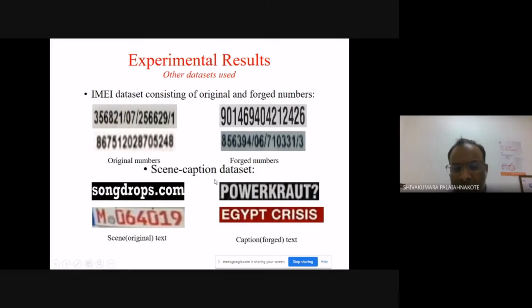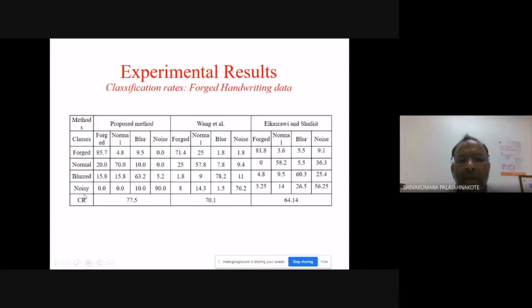So here the idea is something like this. Caption text is tampered text. Scene text is original text. Caption text is forged text because it is actually the edited text. The subtitles are edited text. So when you are editing over video, it is tampered text. Okay, that's one data set.